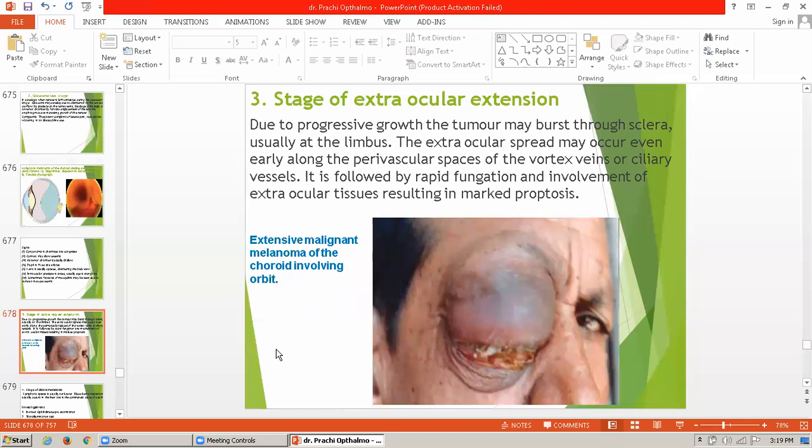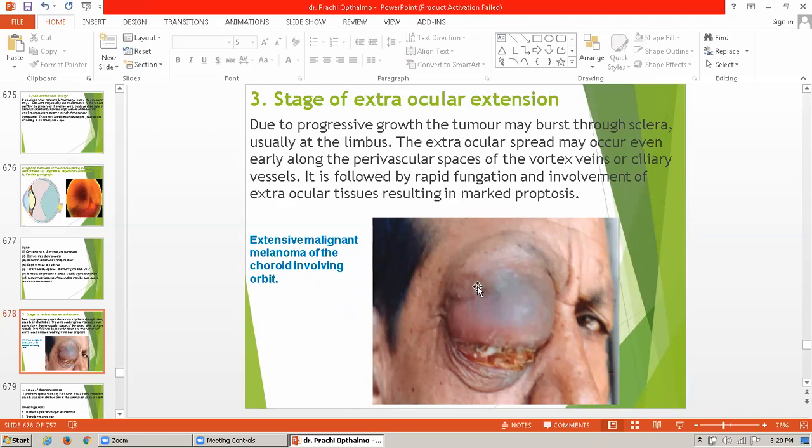Then third is the stage of extraocular extension. Due to the progressive growth, the tumor may burst through the sclera, usually at the limbus. The extraocular spread may occur even early along the perivascular spaces of the vortex vein or ciliary vessels, followed by rapid fungation and involvement of extraocular tissue, resulting in marked proptosis. This is a diagram of an extensive malignant melanoma of the choroid involving the orbit.